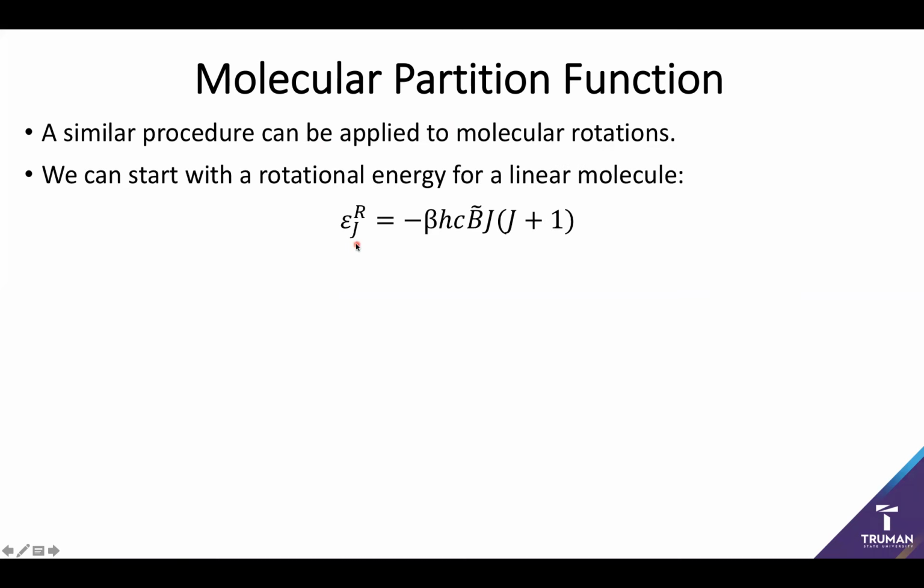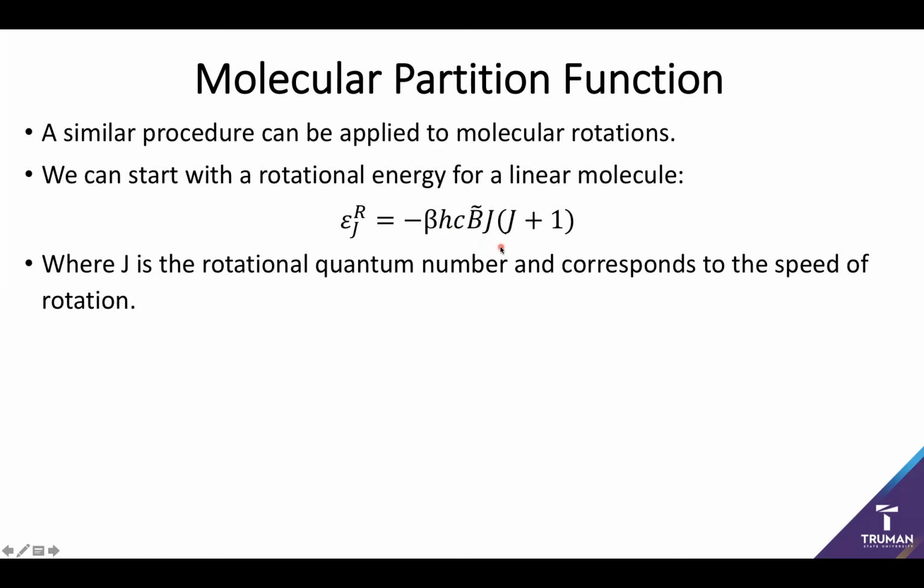The energy levels are going to be based on beta, again, our good old friend 1 over kT, Planck's constant, and the speed of light actually shows up here, partially because our next variable, B tilde, is going to correspond to the distinct energies of rotations in units of inverse wave numbers, and hc essentially helps convert the units back into joules. And then we have this mysterious variable J. So J here is essentially referring to the rotational quantum number.